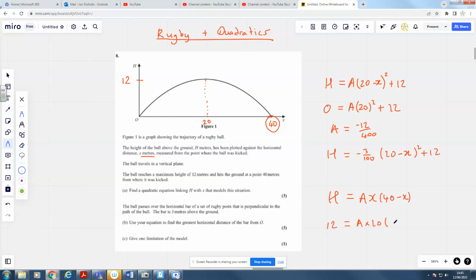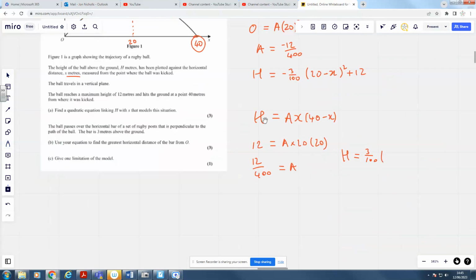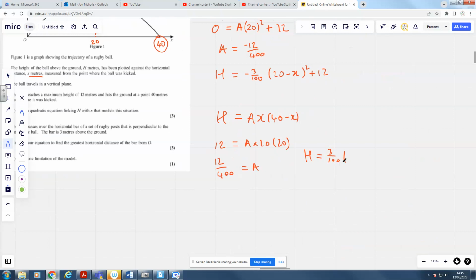Times 20 multiplied by 20. So a is 400 over, 12 over 400. This has a slightly different value for a. It's not negative just because I've already got a negative sign in there. So another possible answer, and it's definitely correct, is 3 over 100. It's definitely equivalent to that answer. It's exactly the same answer. If you multiply both out, you'll see.